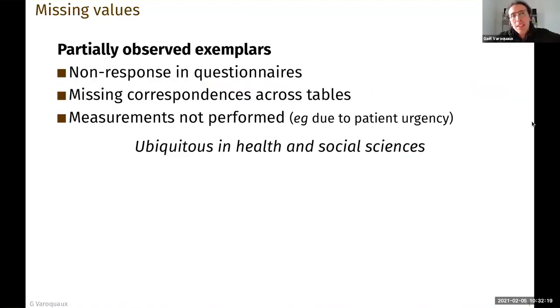So the problem of missing values is that in some data analysis settings, we have only partially observed exemplars. A very typical situation is if you do social sciences and you use questionnaires to acquire data. You have people fill in the questions, and some people will not fill in the questionnaire fully.